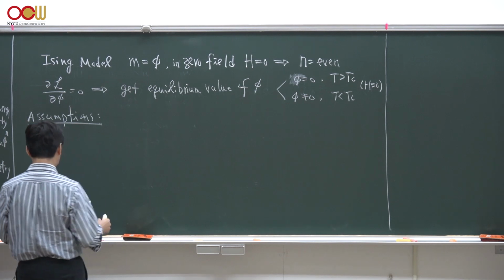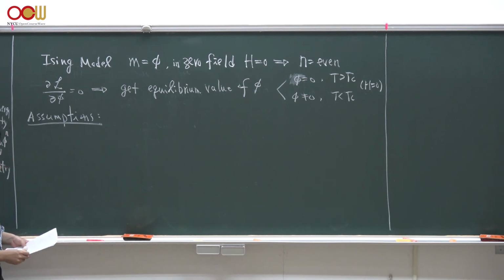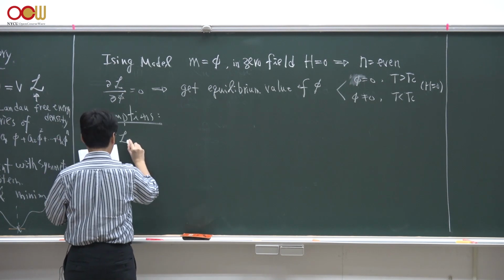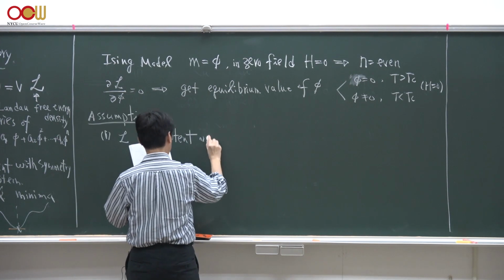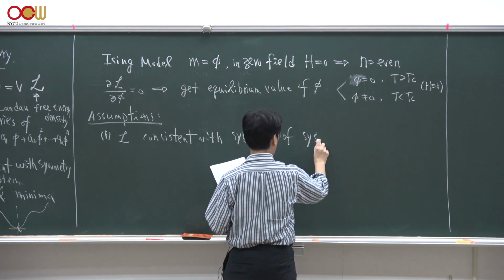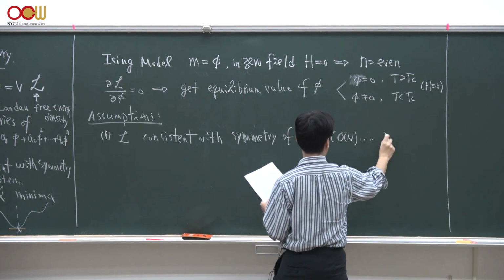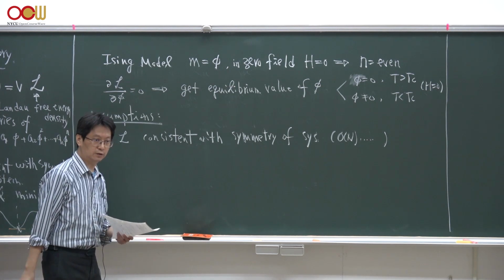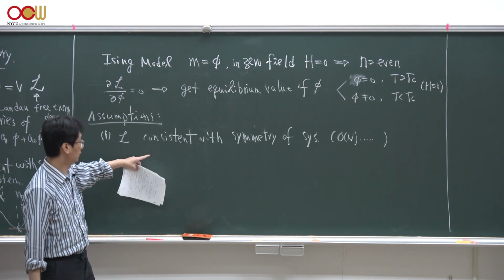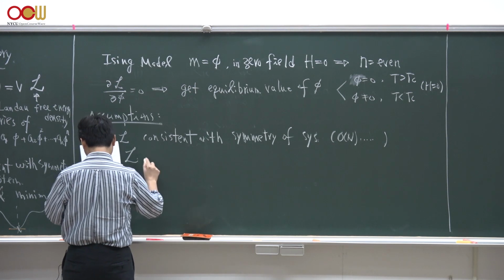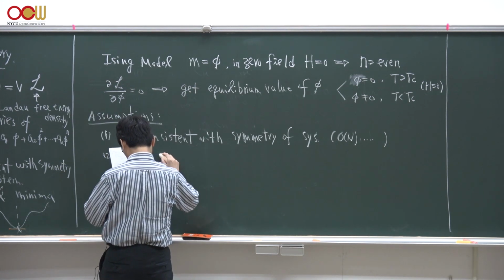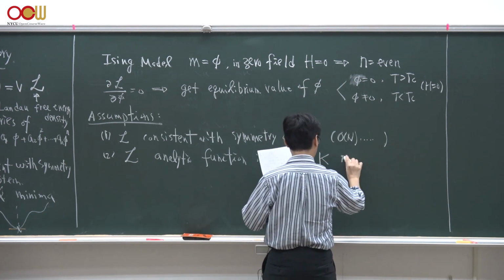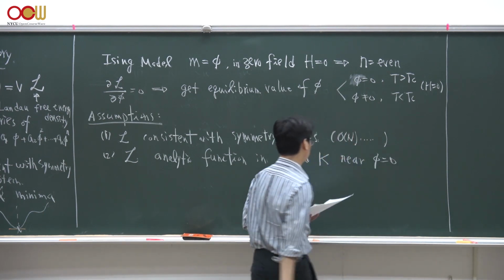But there are some assumptions of the Landau's phenomenological theory of a phase transition. Number one, L should be consistent with the symmetry of the system. For example, is this O(N) or other types of symmetry? Then it should be respected here. Number two, Landau's free energy density should be an analytic function in phi and the coupling constant K near the transition where phi vanishes.